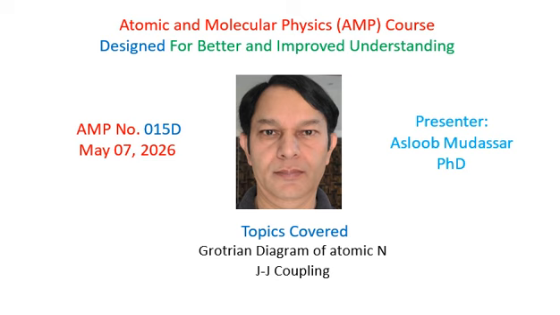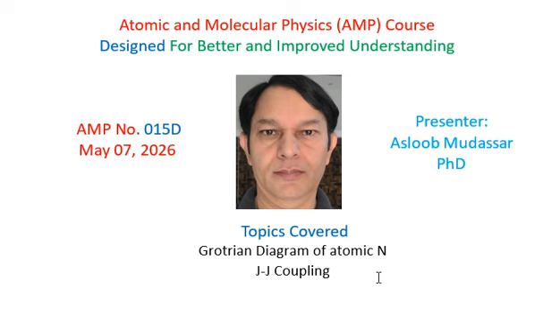In today's lecture, I shall be covering the Grotrian diagram of atomic nitrogen and the jj coupling. This lecture is in continuation of the previous lectures, and this is the fourth lecture of the series on many electron atoms.